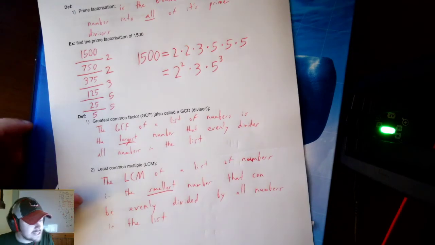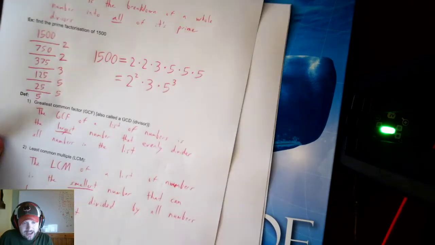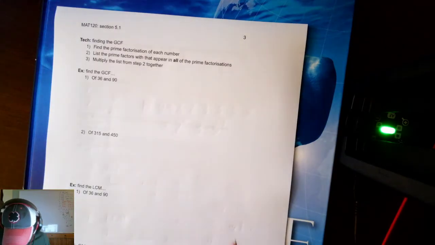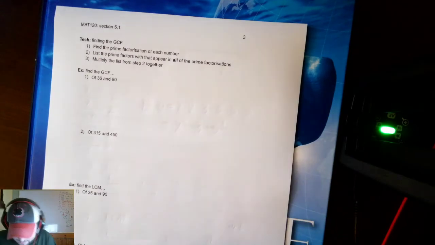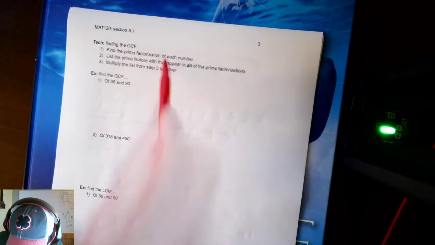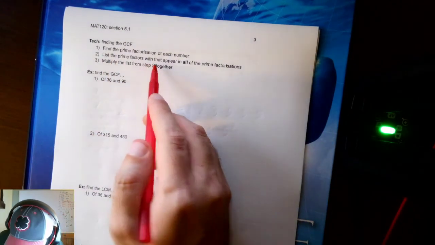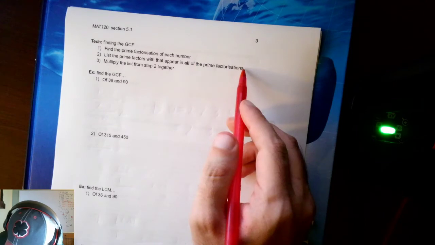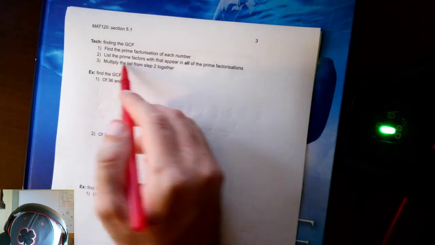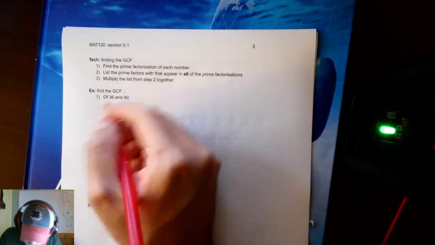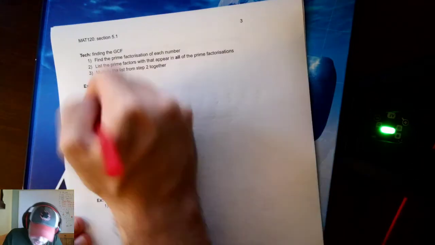So let's find them. Let's see what it looks like to find GCF and LCM. So, finding the GCF. To find the GCF, we find the prime factorization of each number. We list the prime factors that appear in all of the prime factorizations, and then we multiply the list from step 2 together. So, we've got to find the prime factorizations.